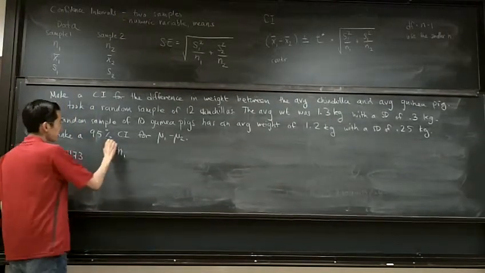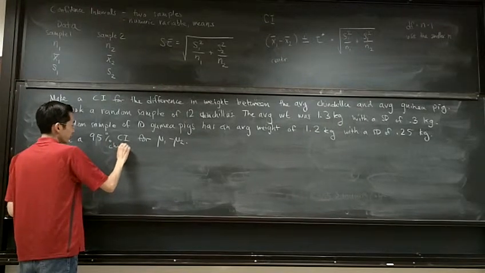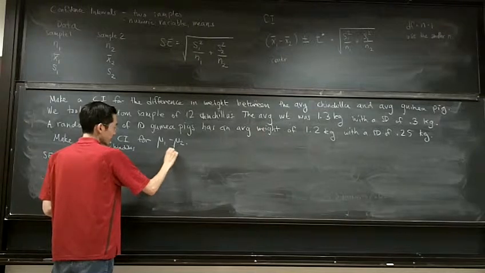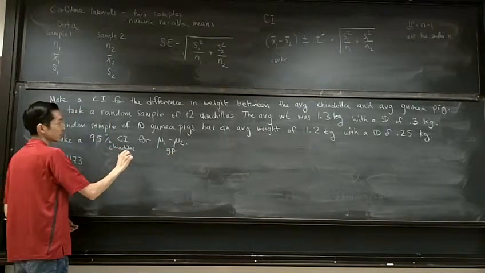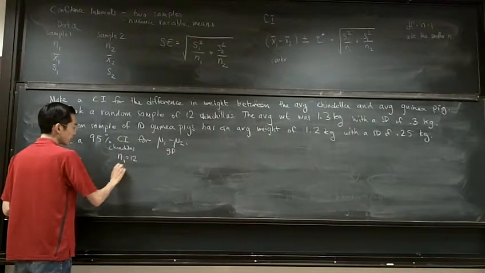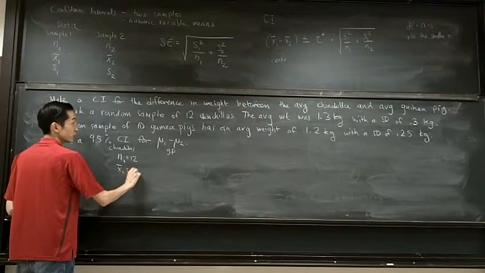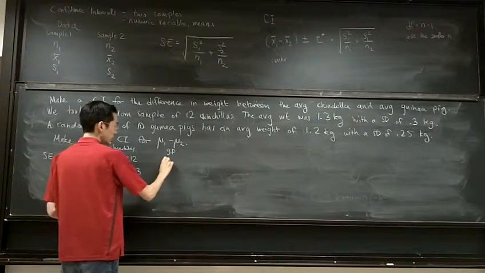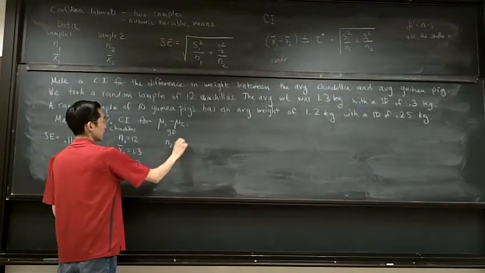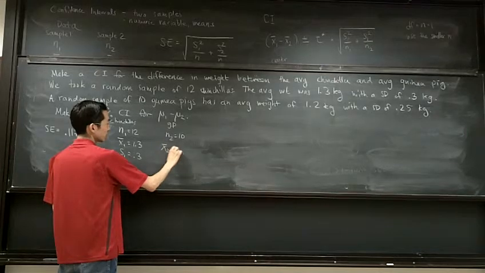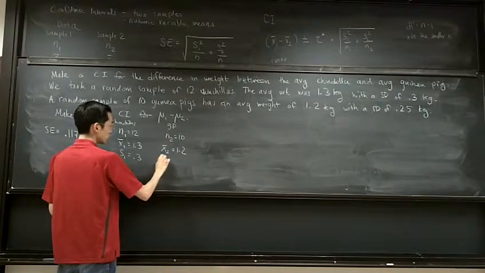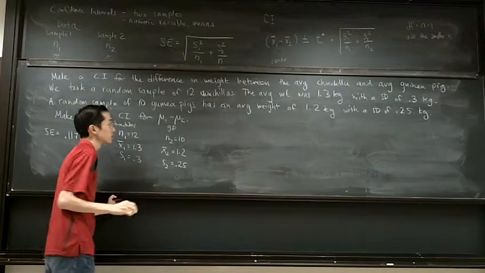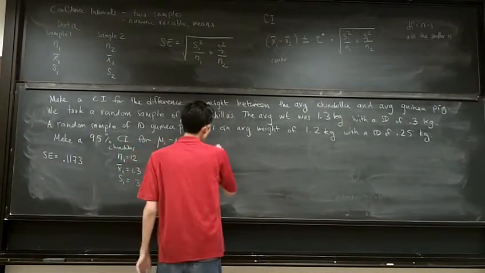N1 will be our chinchillas. Our sample 1 will be chinchillas, and sample 2 will be the guinea pigs. N1 is 12, X bar 1 is 1.3, and S1 is 0.3. N2 is 10, X bar 2 is 1.2, and S2 is 0.25. Great. Alright, let's figure out our standard error.